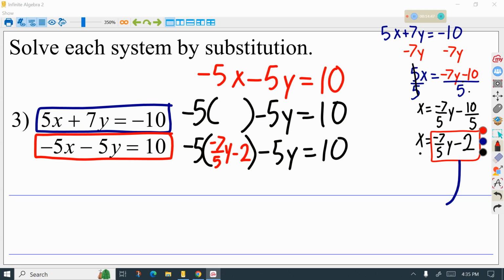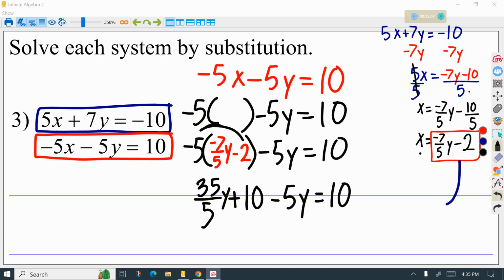Okay, so now we're going to calculate. What's going to happen here is negative 5 times negative 7 is going to make 35 over 5. Negative 5 times negative 2 is going to make positive 10. All right, and we can't forget the y, so that's got to go right there too. All right, 35/5 y plus 10. Now we got minus 5y equals 10. So we're done with step 3.